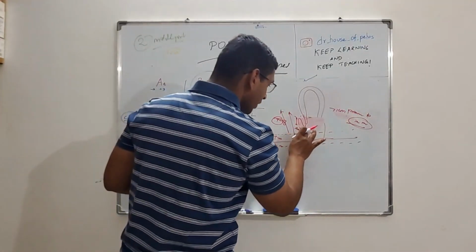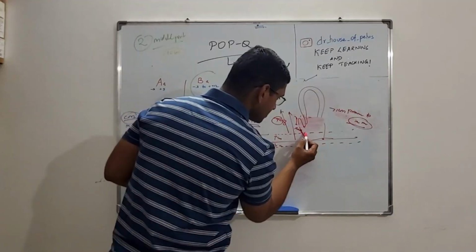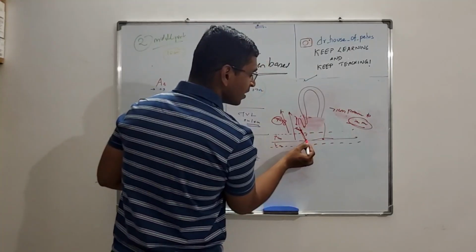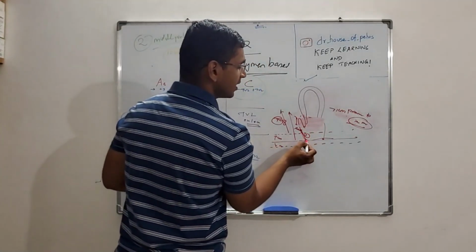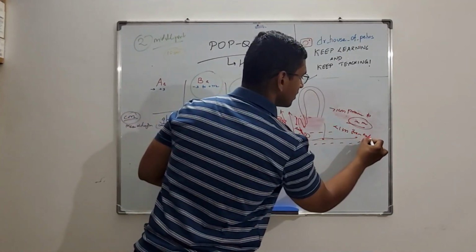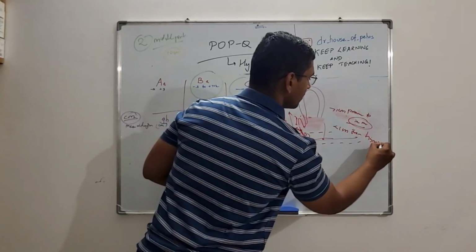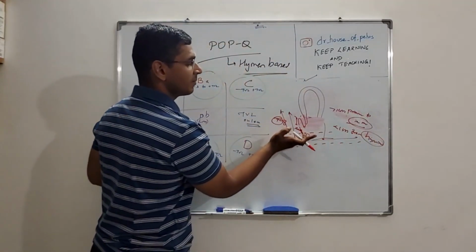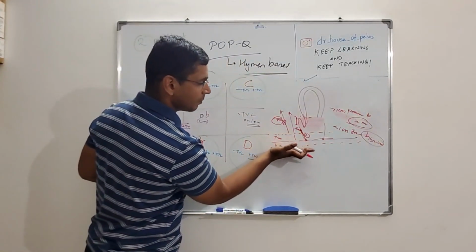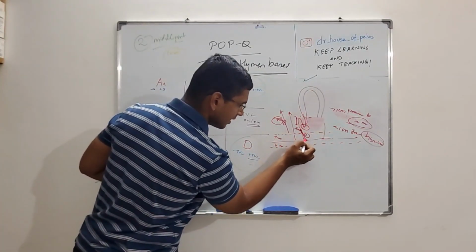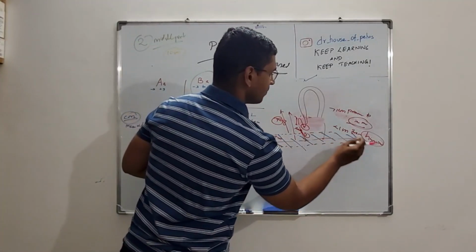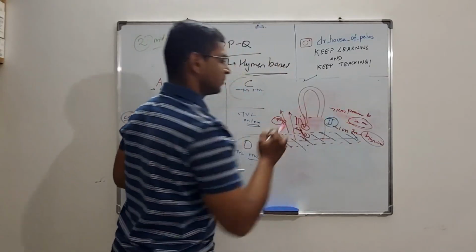Great. And now when it just comes below the level of 1 centimeter, the most dependent point comes less than 1 centimeter from the external hymenal ring. It is 1 centimeter above or 1 centimeter below the external hymenal ring. If the most dependent point is in this area, then I will call it stage 2 prolapse.